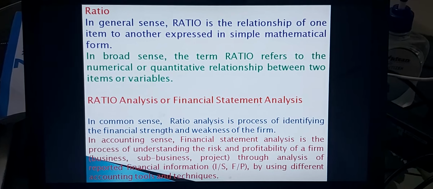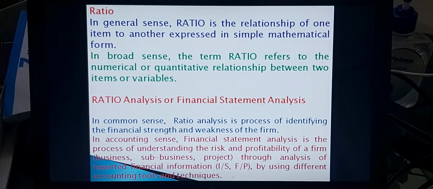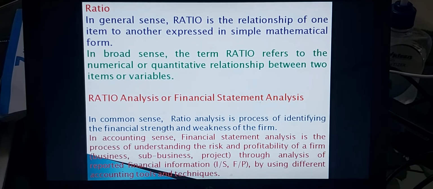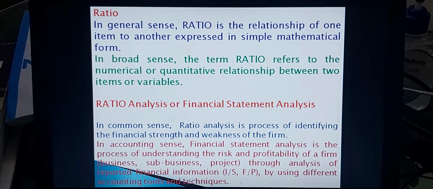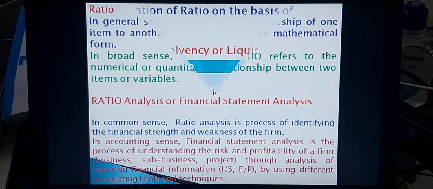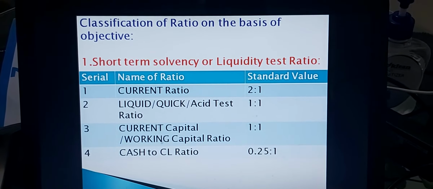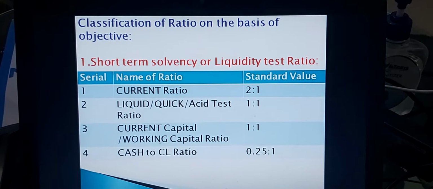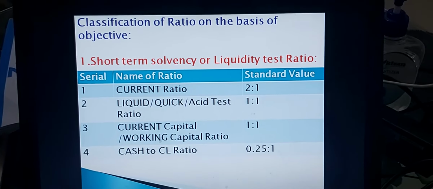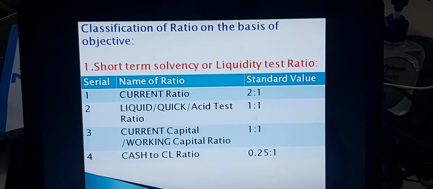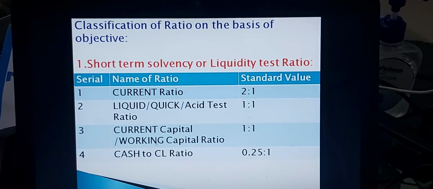Dear learners, you can write the definition of ratio and ratio analysis in your accounting copy. Now you can go to the next slide. It is available: classification of ratio on the basis of objective. How many types of ratio are there on the basis of objective? Totally 4 types of ratios on the basis of objective.